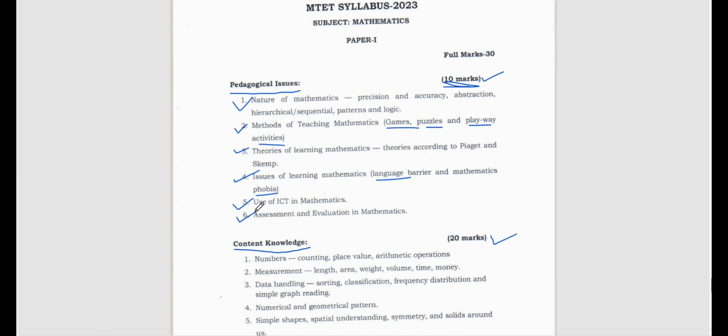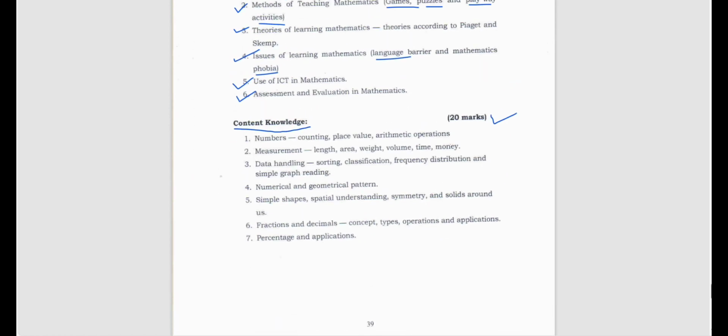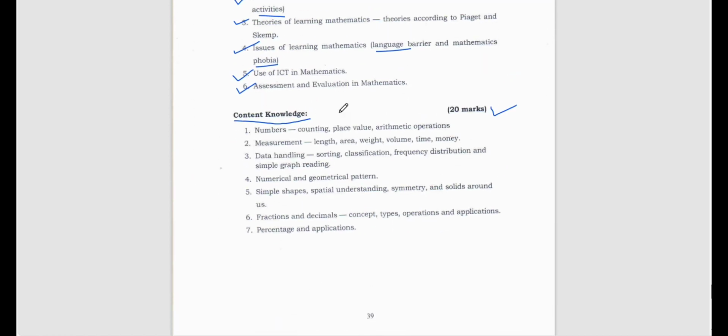So how do we evaluate the child, how do we assess the child in mathematics? Those things we shall take into account when we are learning this. Now let's come to the content knowledge. This content knowledge is the maths, of course. So numbers, counting numbers, place value, arithmetic operations.